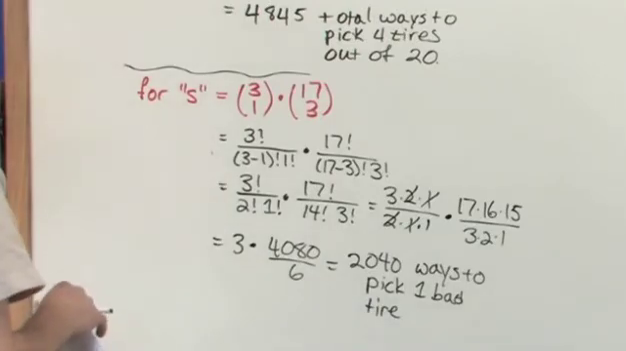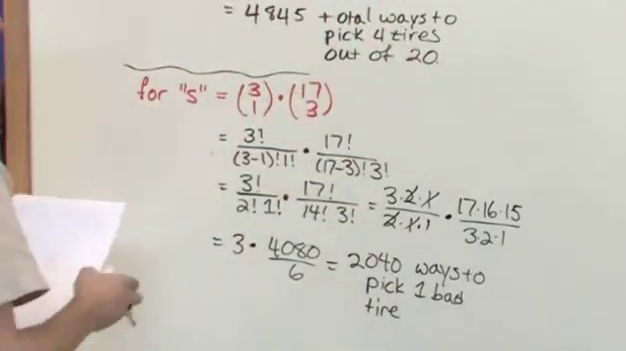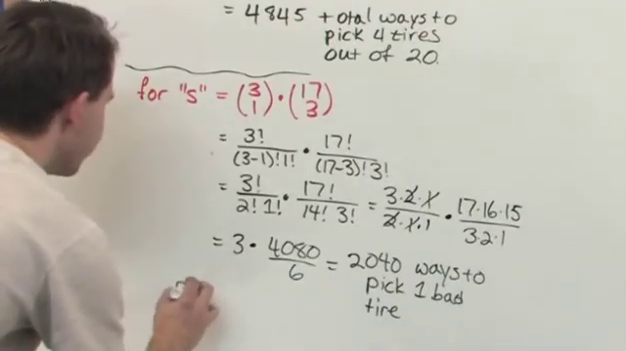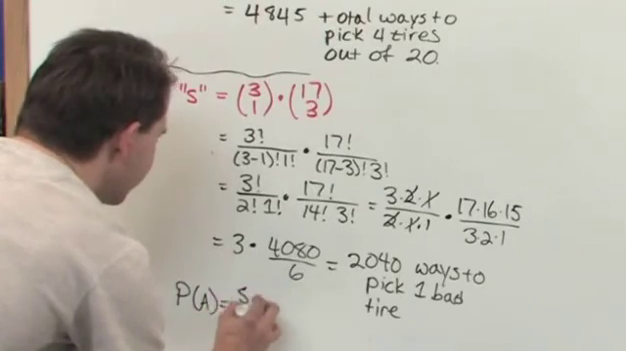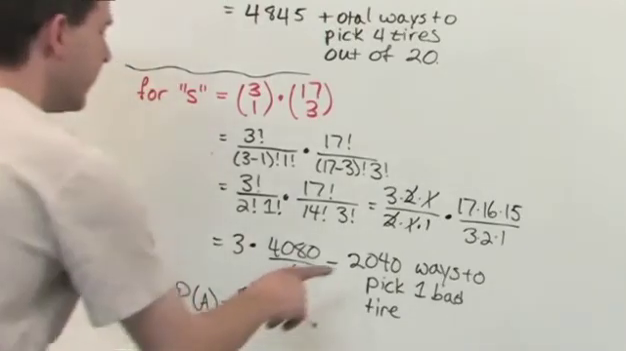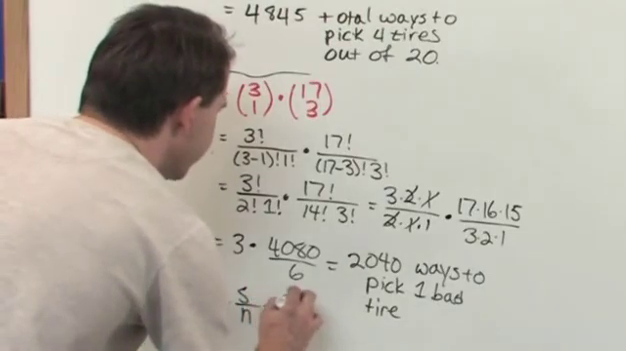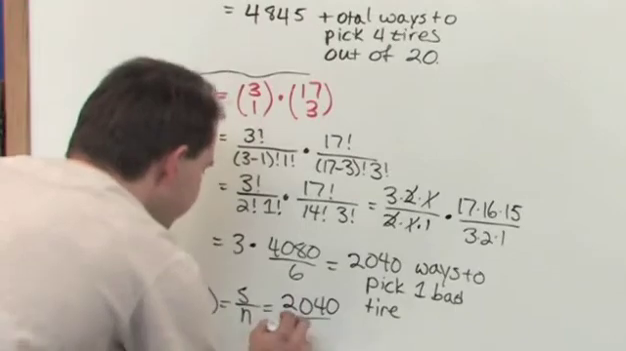Okay? So now I know the total number of ways to pick the one bad tire out of the 4 tires that I pick, and up here this is the total number of ways to pick of all the combinations of all the tires. So the probability of my event A is equal to the number of ways my success can happen divided by the total number of ways that the experiment can happen. Total number of ways for my success is 2040, and the total number of outcomes of the experiment is 4845.